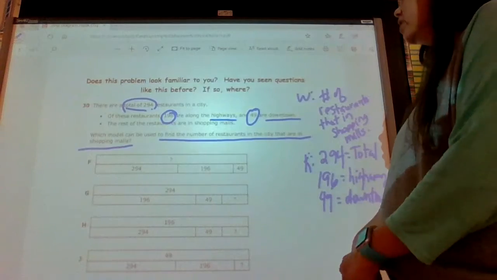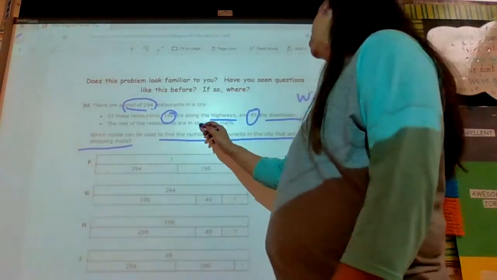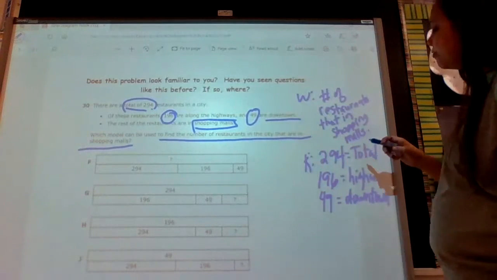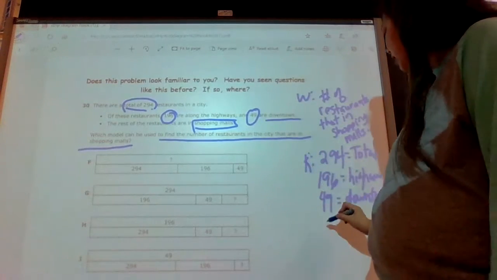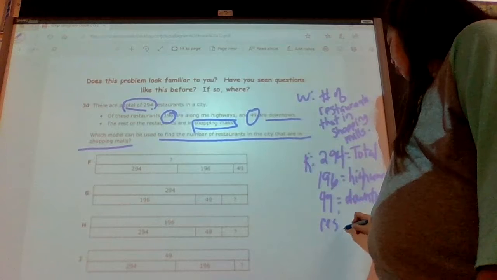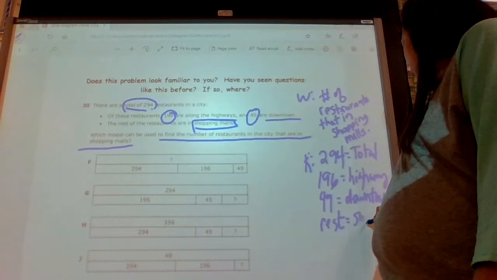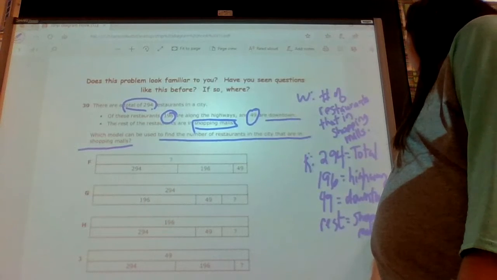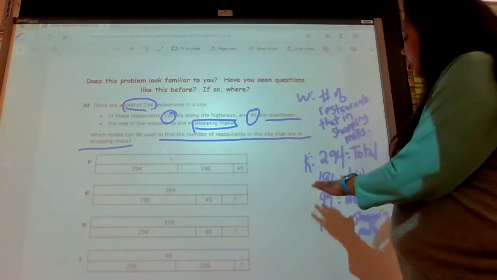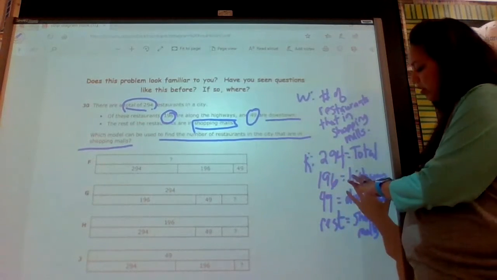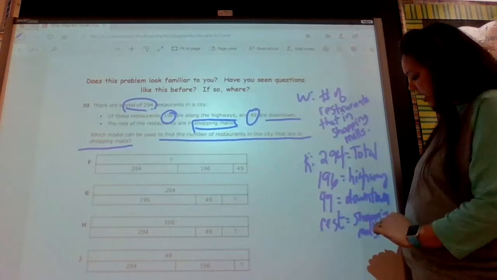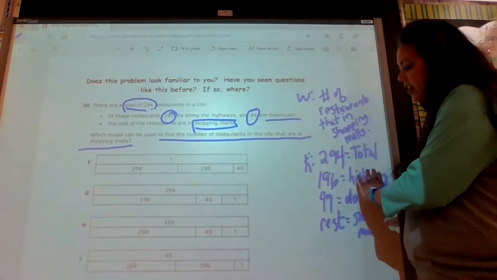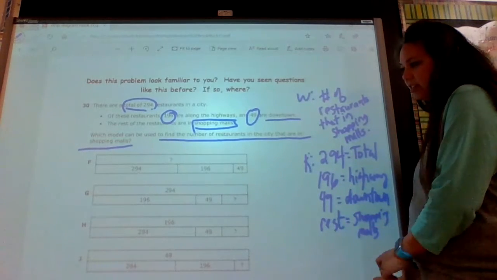Okay? The rest of the restaurants are in the shopping malls. That's important because I go back and I think, I want to find out how many are in the shopping malls. So I now know the rest are in shopping malls. So now think about it. If I know how many restaurants there are, I know how many are highways, how many are downtown, the rest are in a shopping mall. Can I then figure out this answer?